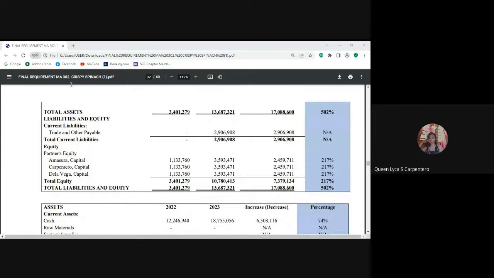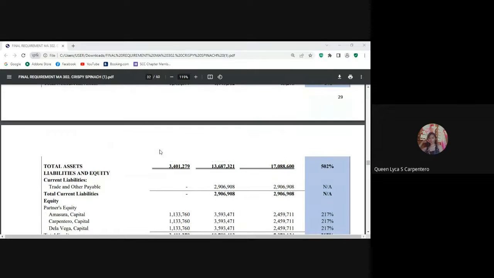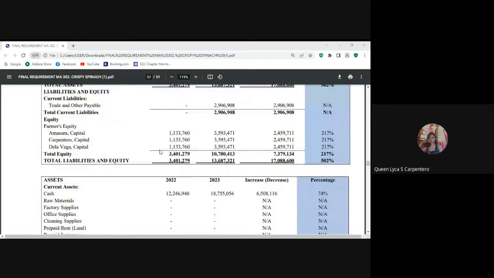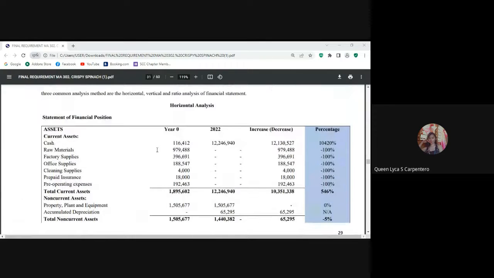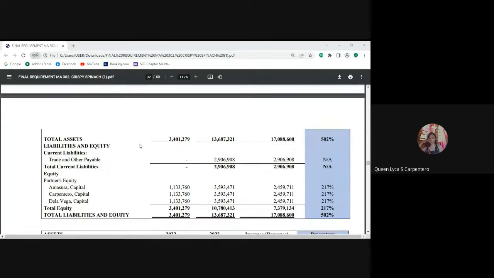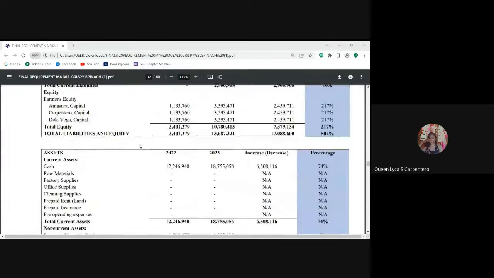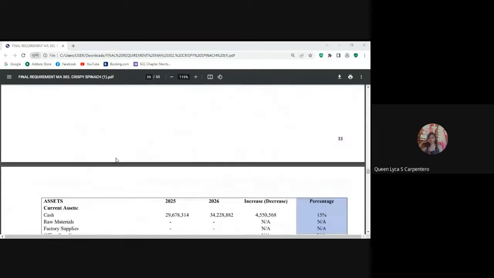same ra gyapon ato na procedure, ang iyang percentage is 502%. Sa total liabilities and equity, 502. So dapat siya equal ang iyahang total liabilities and equity sa total asset po. If dili siya equal, dili feasible ang business. So balhin ta sa vertical.